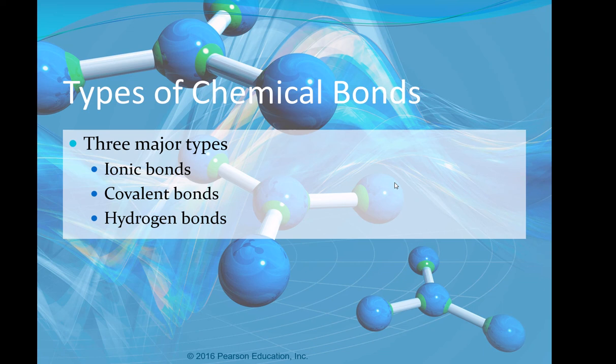Remember, we have two types of covalent bonds. We have the nonpolar covalent bonds, where the electrons are shared equally, and we have the polar covalent bonds, where electrons are shared unequally.